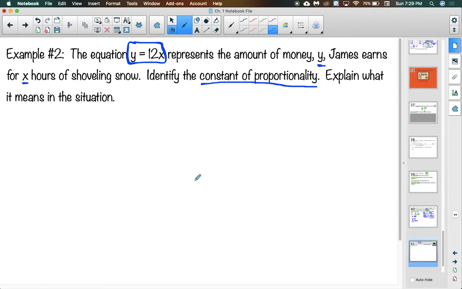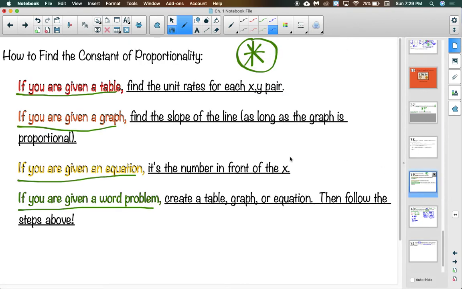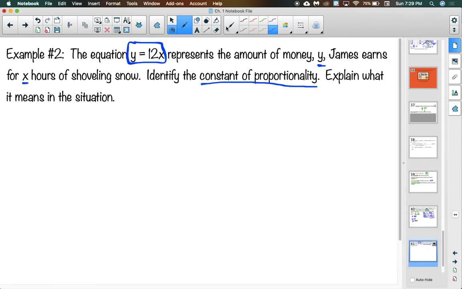So first we want to figure out what K is. Let's go back to our notes here. It says if you are given an equation, that's what we're given this time, it's the number in front of the x. Remember, the equation is y equals Kx. So K is the constant of proportionality. All we have to do here is take the number in front of the x, and that is our constant of proportionality, K. K equals 12. 12 is the constant of proportionality.